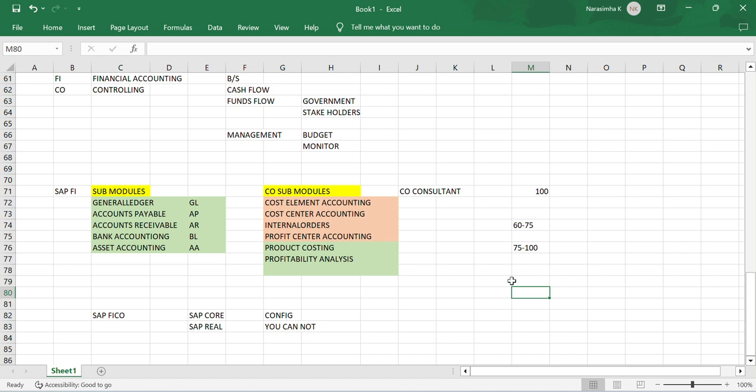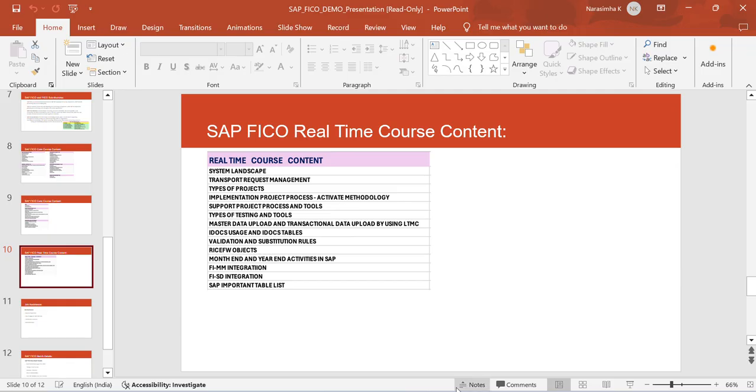I know this is only 25 to 30%, but if you have knowledge of 25 to 30%, in real time you can improve it to 30, 40 percent. Everyone doesn't know 100% in SAP. Even a training person knows 80 to 90%, not 100% in every module. There are a lot of subjects in SAP.